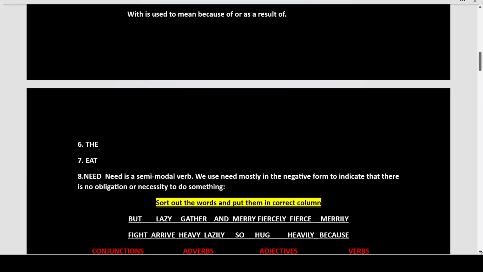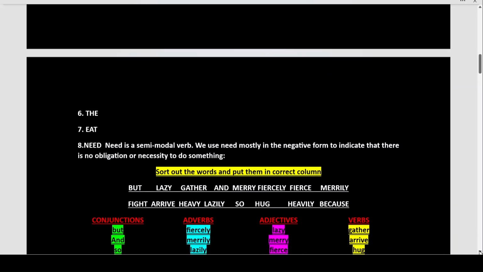Now, there are some words given. We have to sort out the words and put them in the correct column.